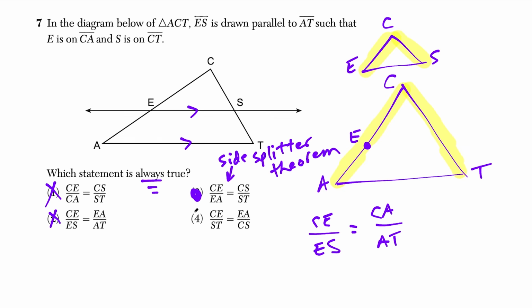So now let's see why choice 4 is no good. So CE over ST. Notice what they're comparing here. They're comparing CE over ST, so this is like part of this over part of this. Is that equal to EA? So now they're doing like the bottom part here over CS. So they're just zigzagging all over the place here with choice 4. So that's how I know choice 4 is no good.